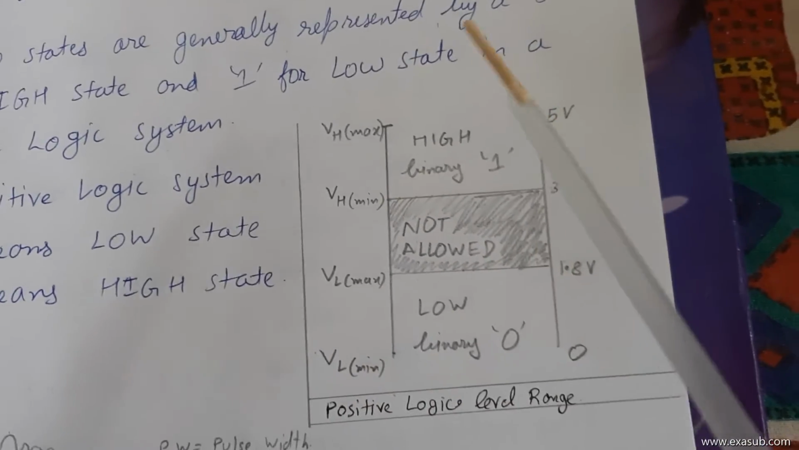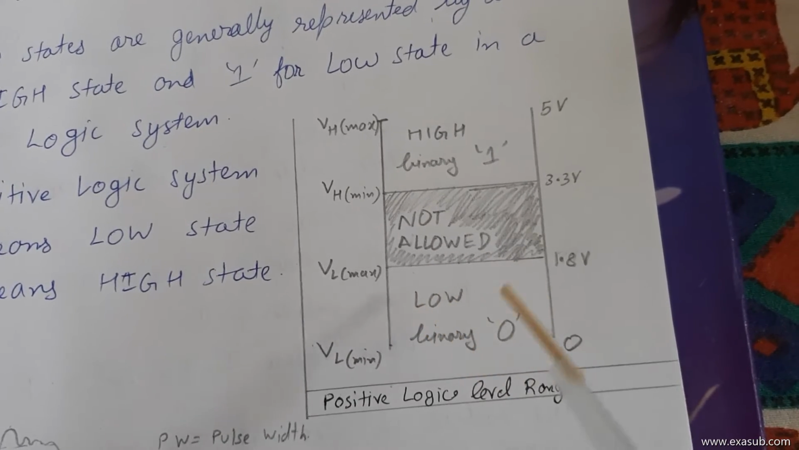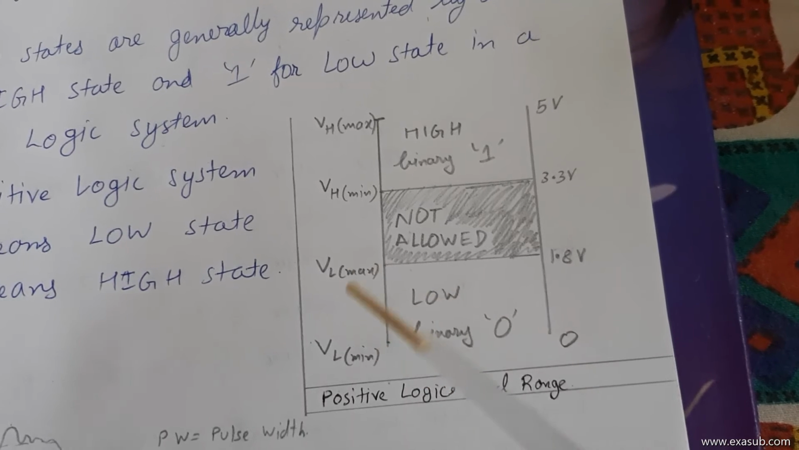Now this diagram is for ideal states. This diagram is for ideal ranges.